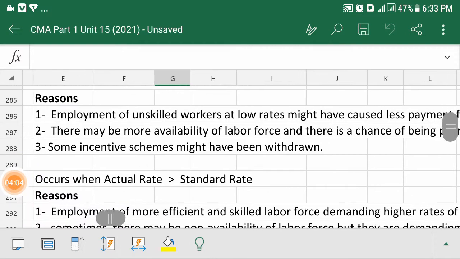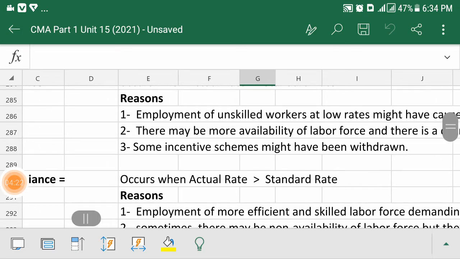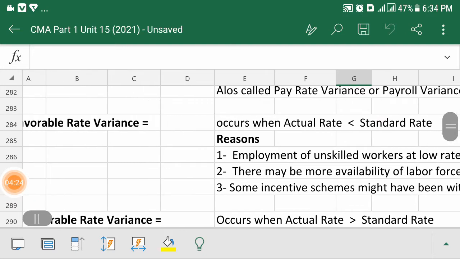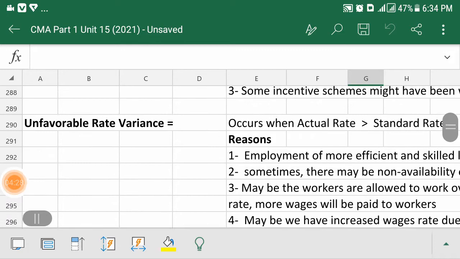The third one is that some incentive scheme might have been withdrawn, like a pension fund or another kind of incentive you were providing to the laborers, which you have already withdrawn from your system. That could also be a reason for the favorable rate variance. Another reason is the unfavorable rate variance.